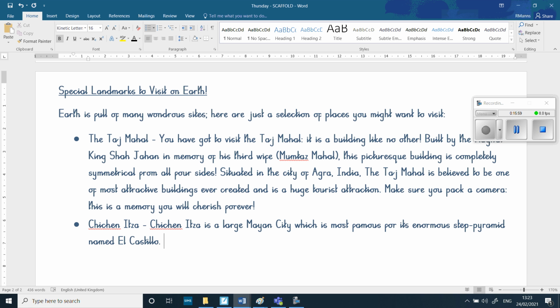I don't always like starting sentences with the, but I will here. The pyramid, brackets El Castillo. So you can use brackets there. It's dedicated to, and it tells me it's dedicated to, and I've got to check the spelling carefully.